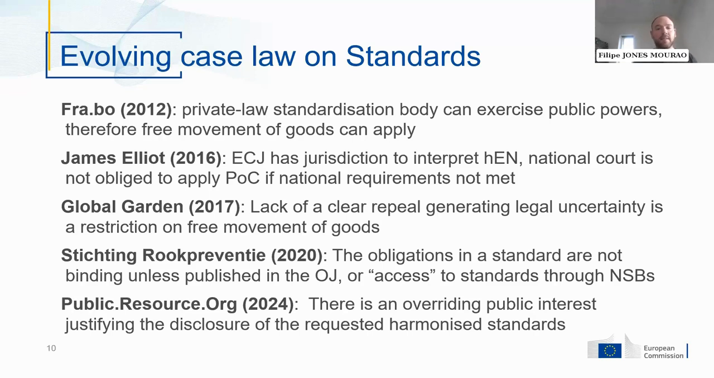And then finally, recently in the publicresource.org case that came out in March this year, the court has said that there's an overriding public interest that justifies the disclosure of harmonized standards whose references are published in the official journal. And this, I think, is very important. At the moment, the Commission is working with the European standardization bodies and also with the national standardization bodies to make harmonized standards available for free in an accessibility platform. That means they can be read, but they won't be able to be copied and shared outside. And that's the current societal balance, apparently.